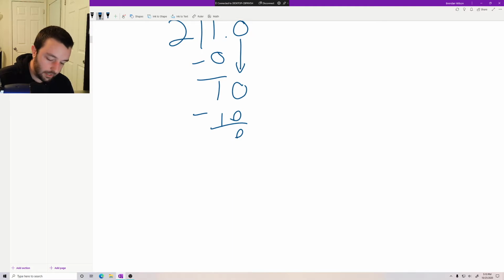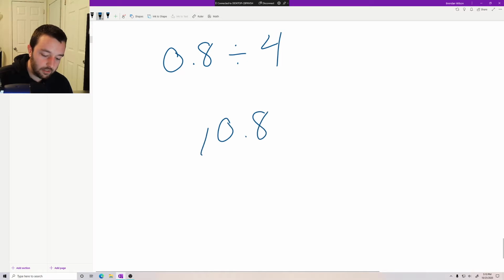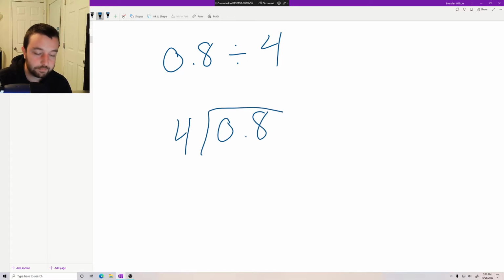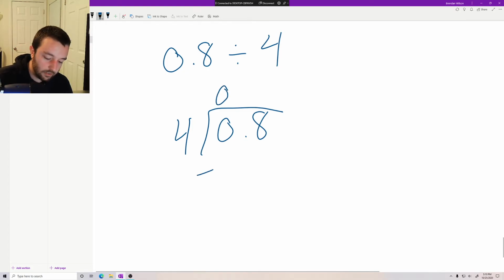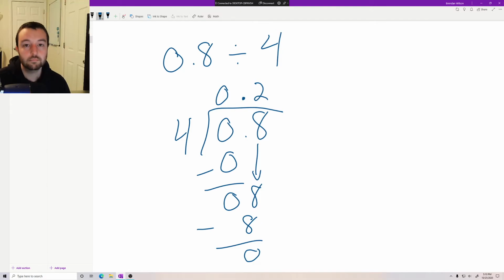So if we were doing, say, 0.8 divided by 4, and we would do it with long division, we'd say 4 goes into 0, 0 times 4. Bring the 8 down, but we need to line up our place values so that there's a decimal in our answer. So 4 goes into 8 2 times, and then we're done. Our answer just ends up being 0.2.